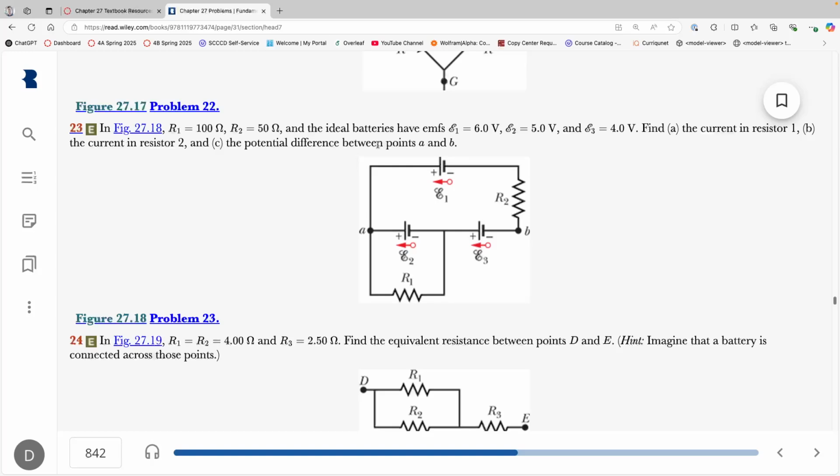You did a similar one. Here's a circuit. Immediately, is it Kirchhoff's or reduction? How do you know? Multiple batteries, right? How many currents in this circuit? There's 1, 2, 3, 4. So you could practice identifying the number of currents in these circuit diagrams.